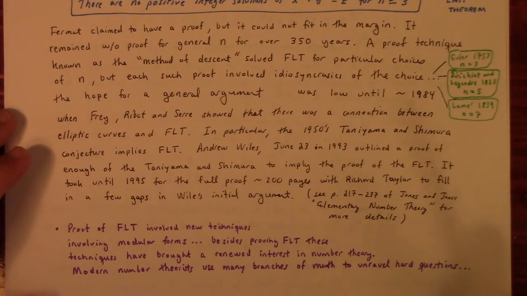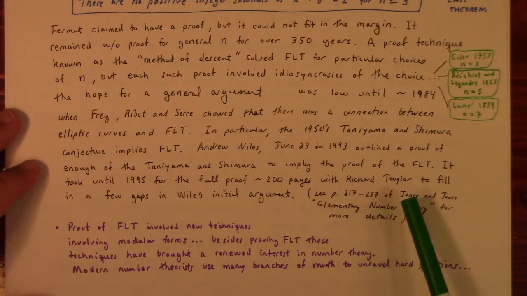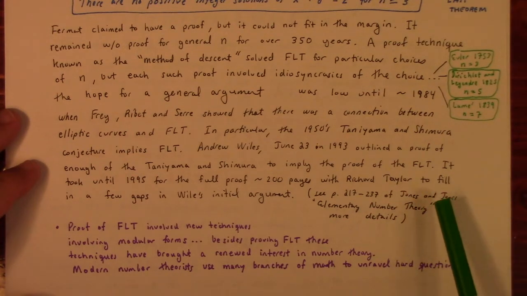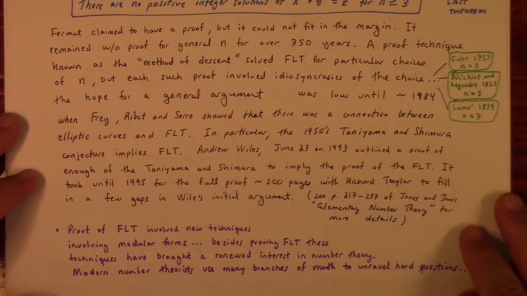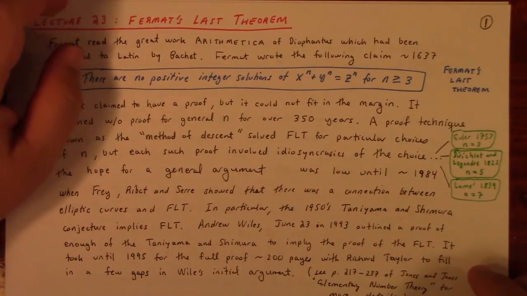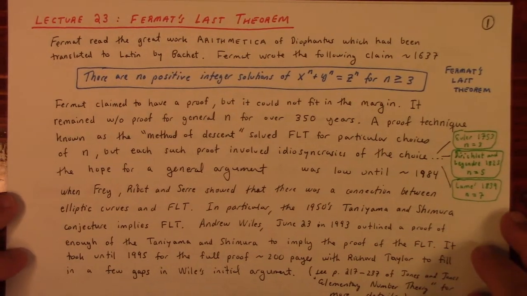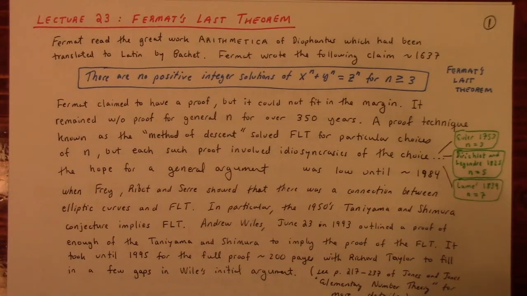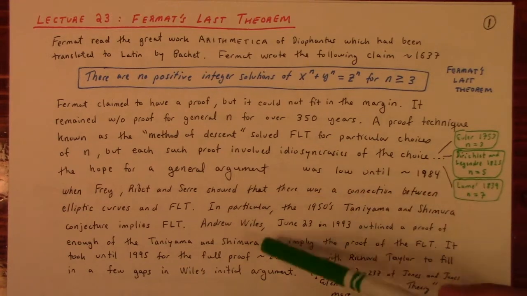And you can read pages 217 to 237 of Jones and Jones Elementary Number Theory for more details on this story here. But I should mention, there was a fellow I worked with when I worked a year for the Navy, so to speak, and he was a math major, undergraduate, and he actually had a proof of Fermat's last theorem that was really, really close to being correct, but not involving any of this kind of sophistication.